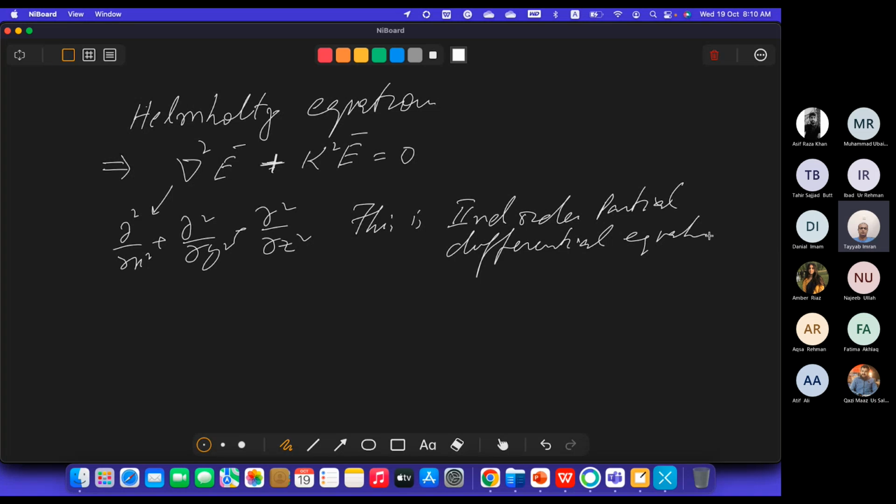Okay, and the Cartesian components like x, y, z. So this was the Helmholtz equation. ठीक है, और k जो एक constant है, basically it's not constant here. It can represent the wave number, that is, the propagation of the waves.